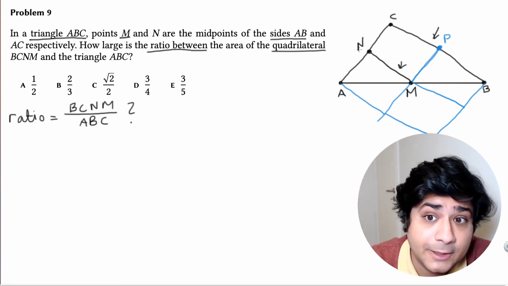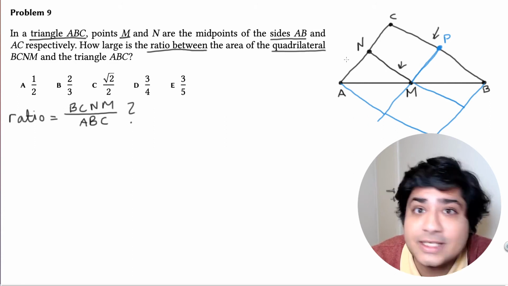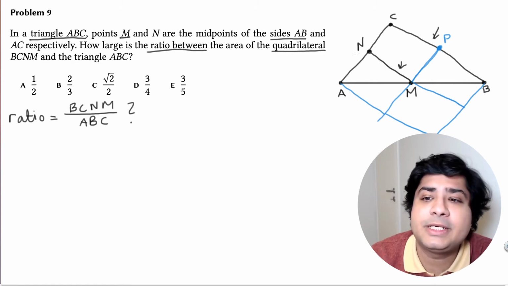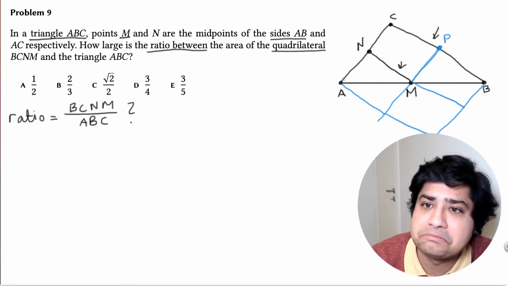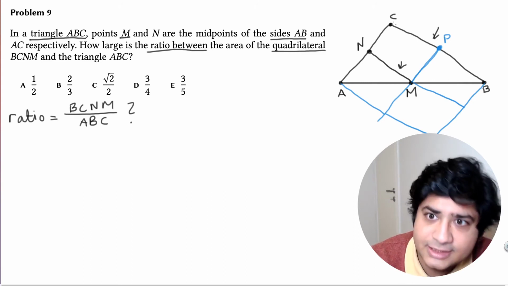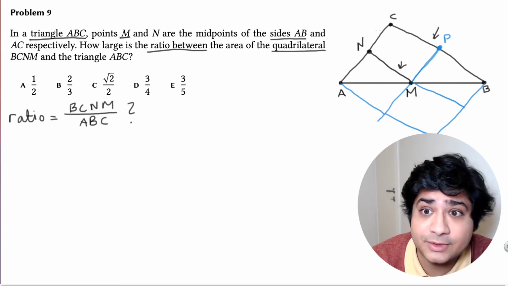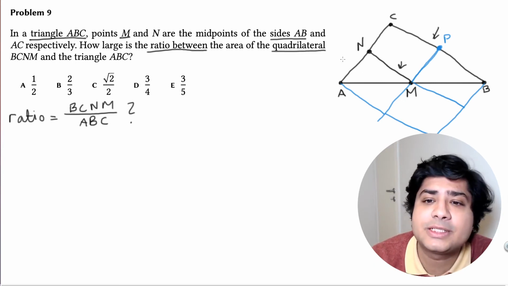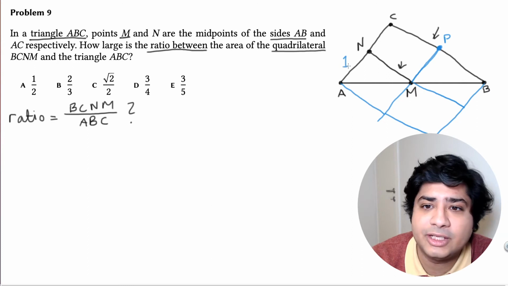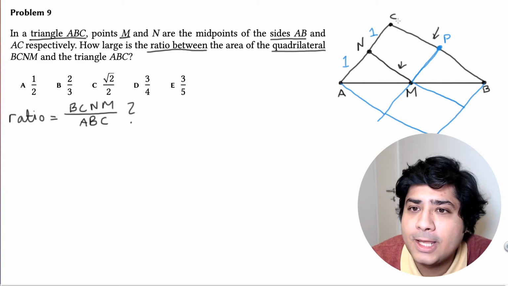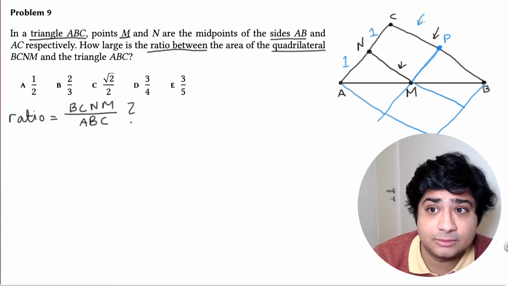So what I could do here is just give some sort of length to one of the sides. Let me say that the sides are A to N and then N to C. What if I were to say that I know there's the midpoint, right? So this length is the same as this length. Let me just give those lengths 1 and 1. Now, what would this length be?